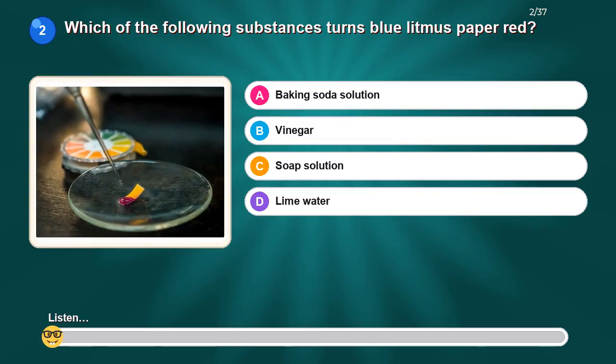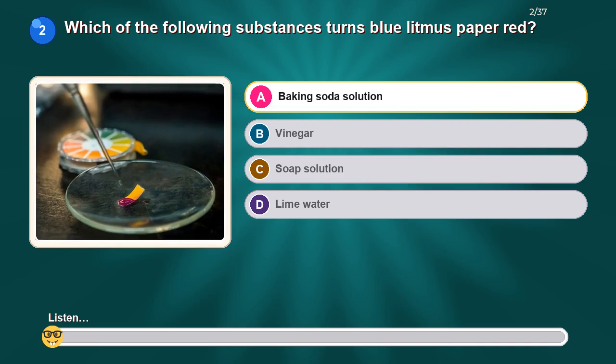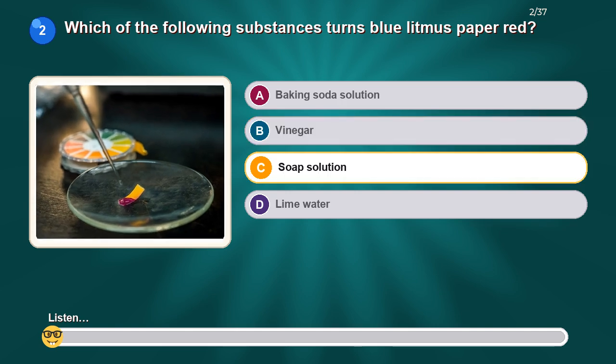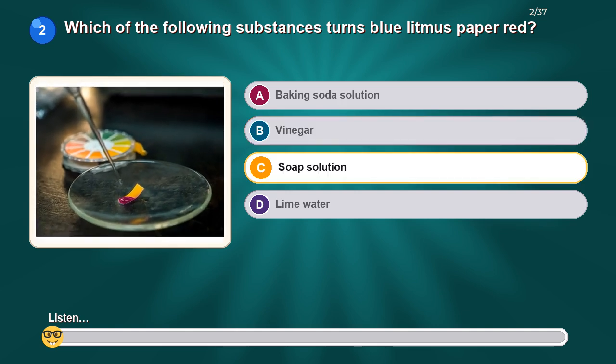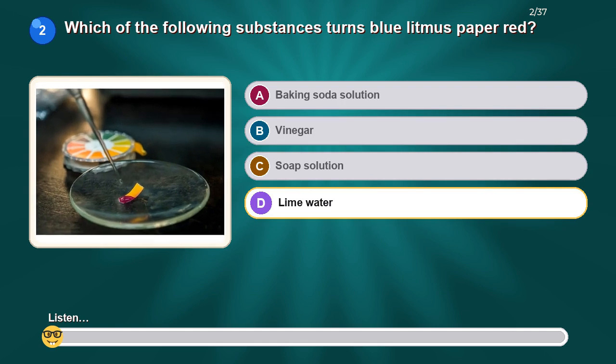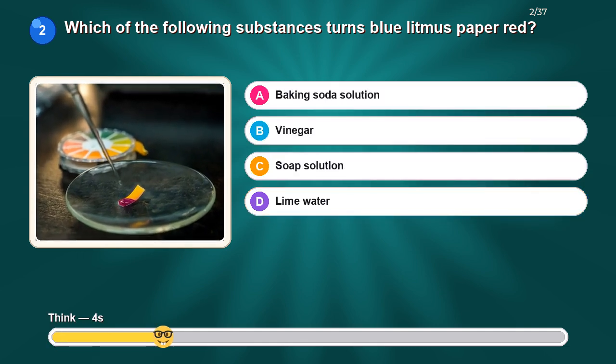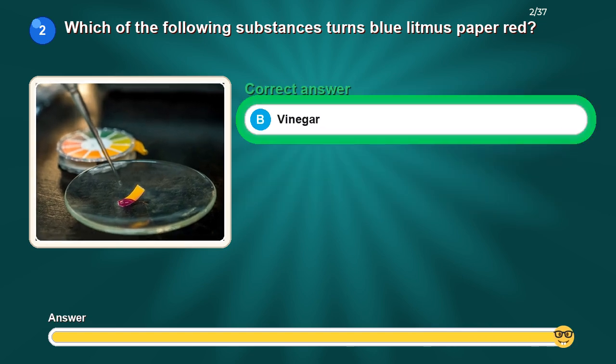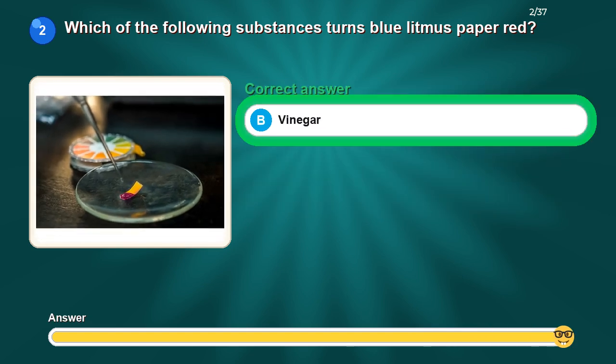Which of the following substances turns blue litmus paper red? Option A, baking soda solution. Option B, vinegar. Option C, soap solution. Option D, lime water. The correct answer is vinegar.